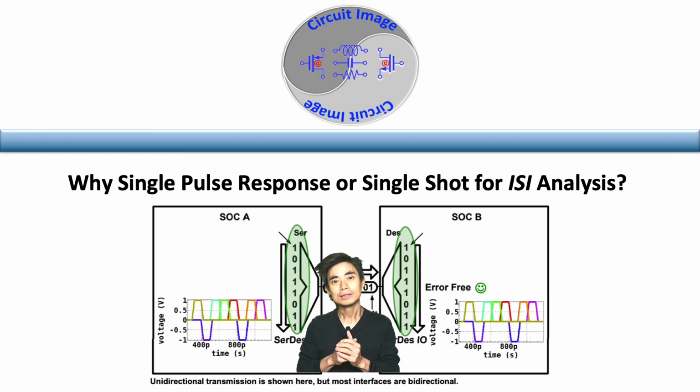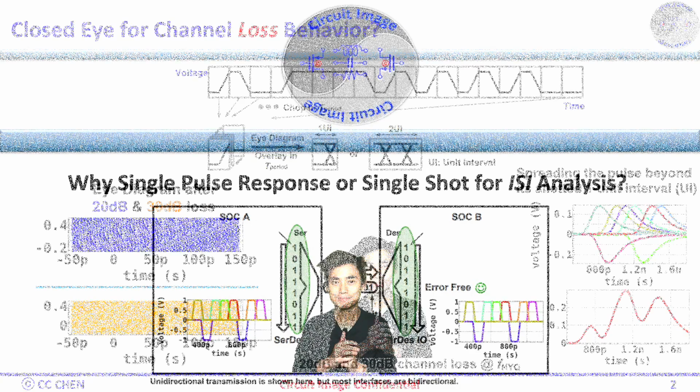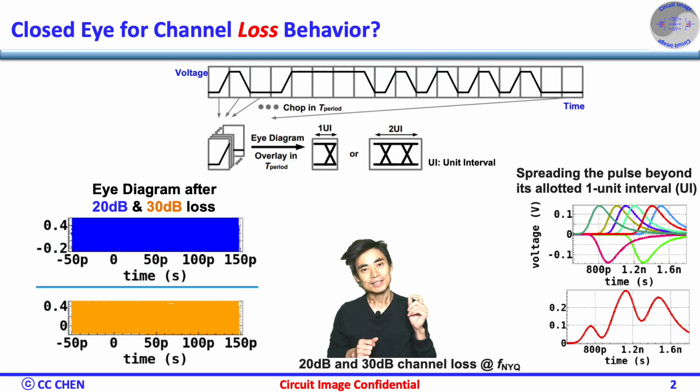We've talked about the concept of single shot or single pulse response several times implicitly. Now, we'd like to emphasize why you need a single shot or single pulse response for your ISI analysis. First, the single shot shows the fundamental representation of a channel loss behavior.